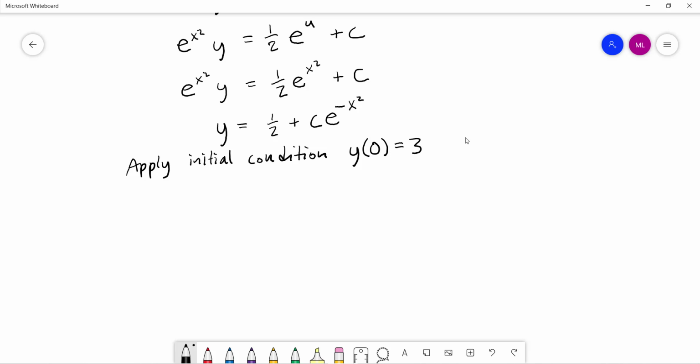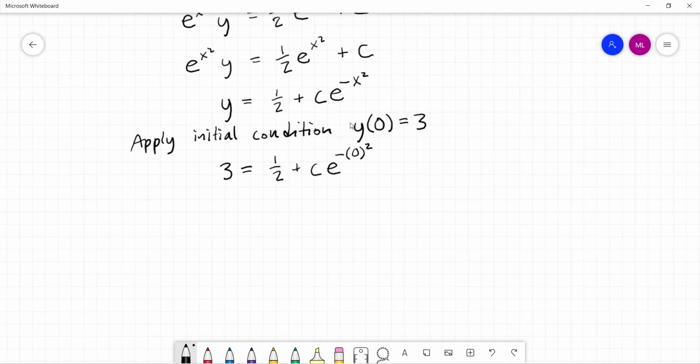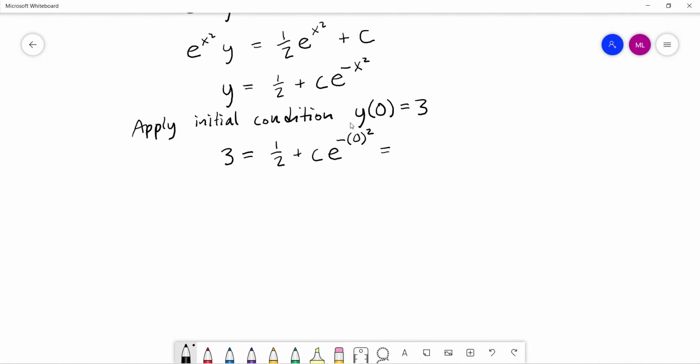So when we plug that in, y will be 3, and that will be equal to 1/2 plus c e to the negative 0 squared. So I plugged in 0 for x, 3 for y, and this is what we get. What is e to the negative 0 squared? So negative 0 squared is still 0. E to the 0 is going to be 1. So this whole thing is just equivalent to 1/2 plus c.